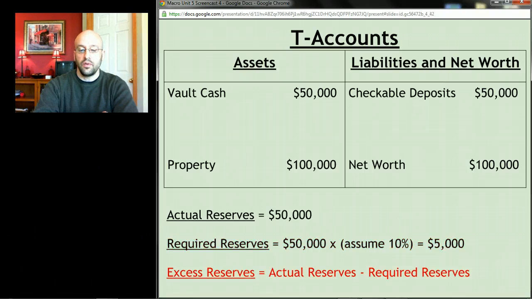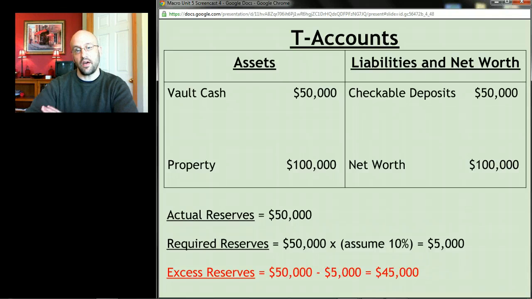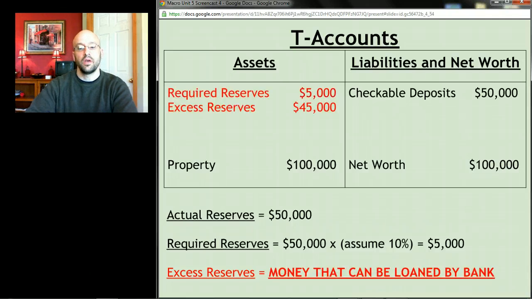Excess reserves, then, would be actual reserves minus required reserves. Excess reserves is the difference between the money that they have in the vault and the money that they actually have to keep in the vault. Well, if they have $50,000 in the vault and they have to keep $5,000 there, they would then have $45,000 worth of excess reserves. So we can divide that cash into two categories.